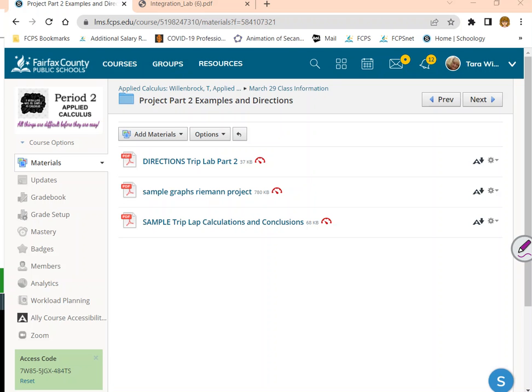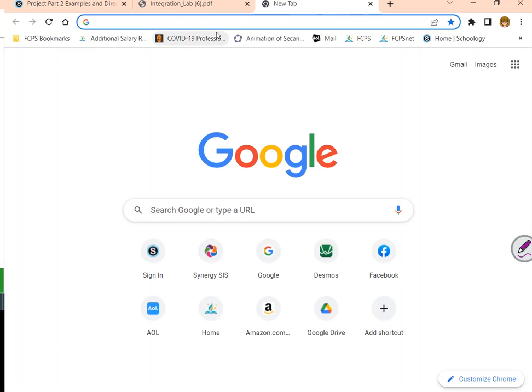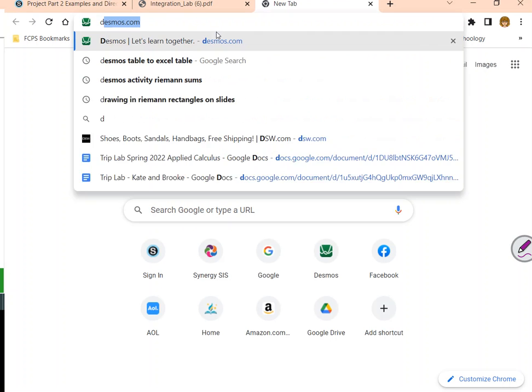Most of you were fine on the first part of your project. Probably the biggest thing I saw was some of you made me graphs without the points connected. I didn't realize that was going to be an issue. That was kind of an issue across the board. So let me show you that real quick.